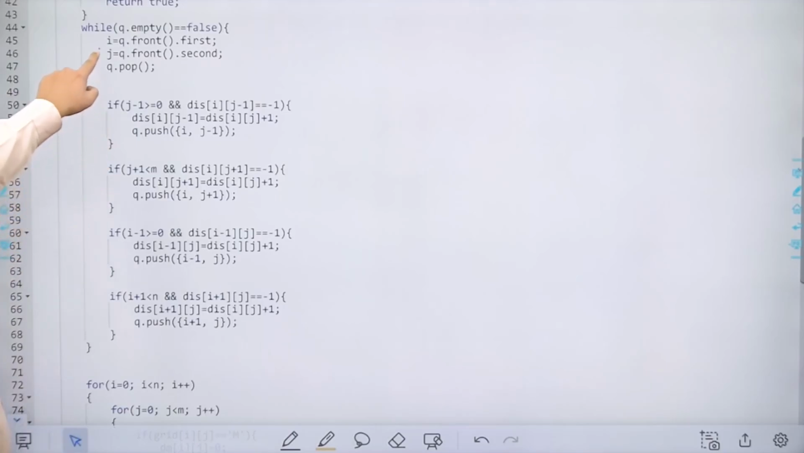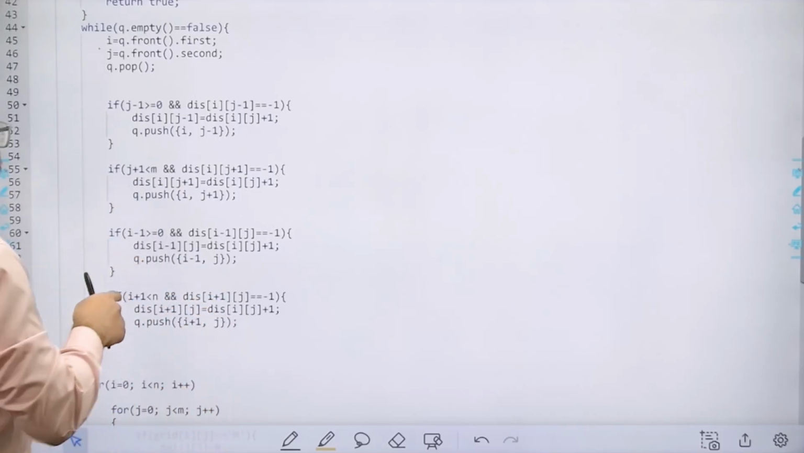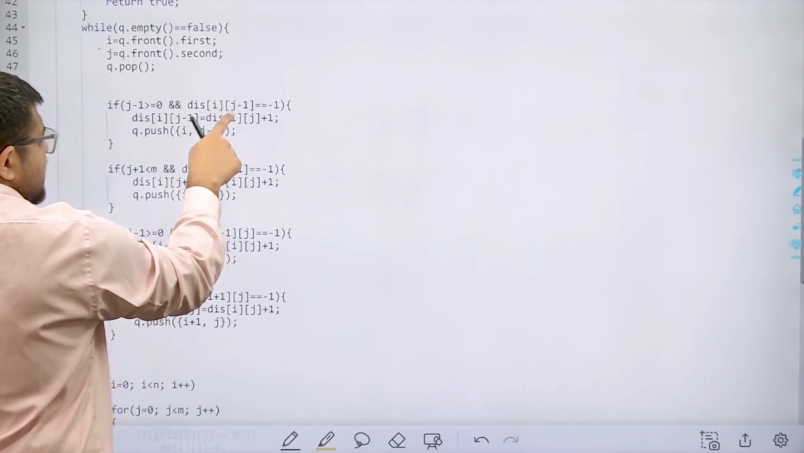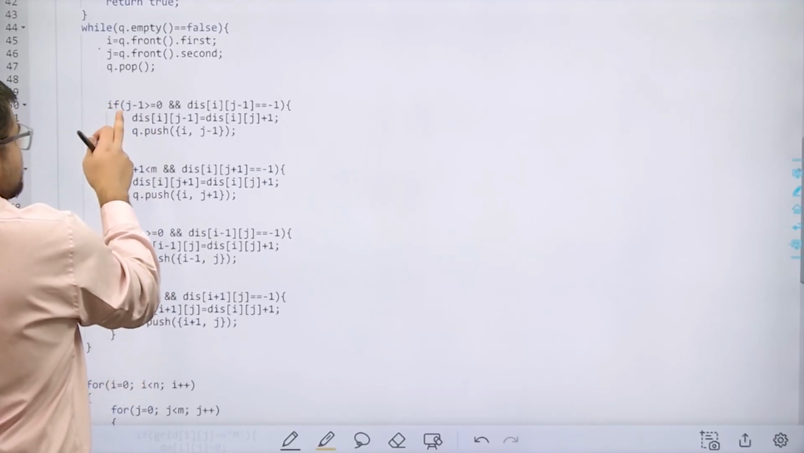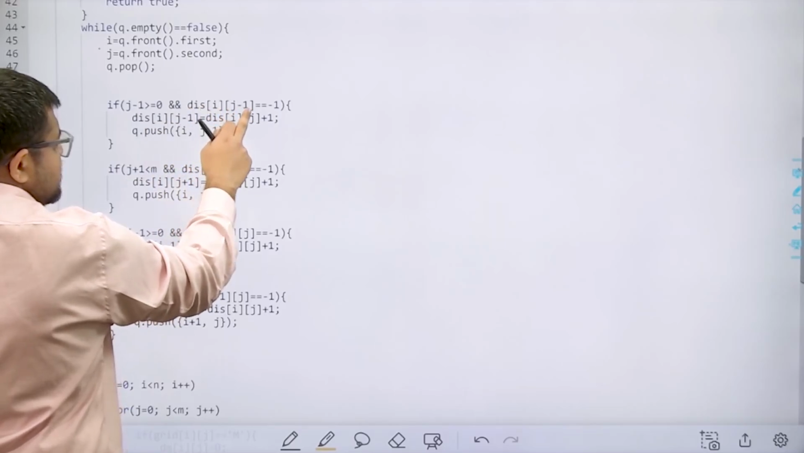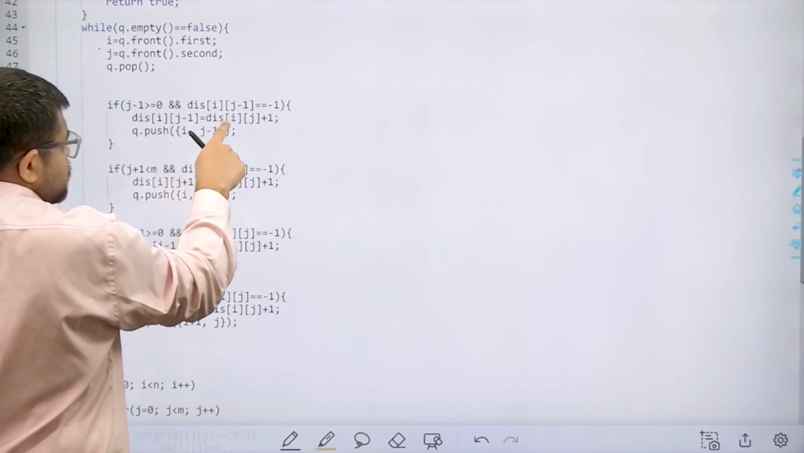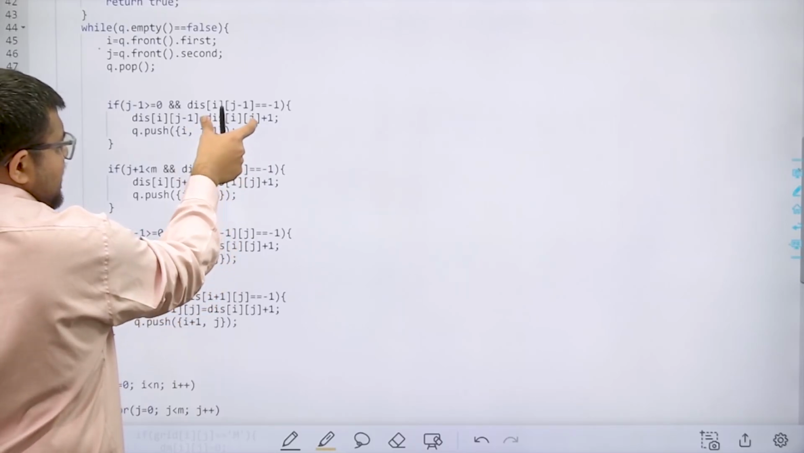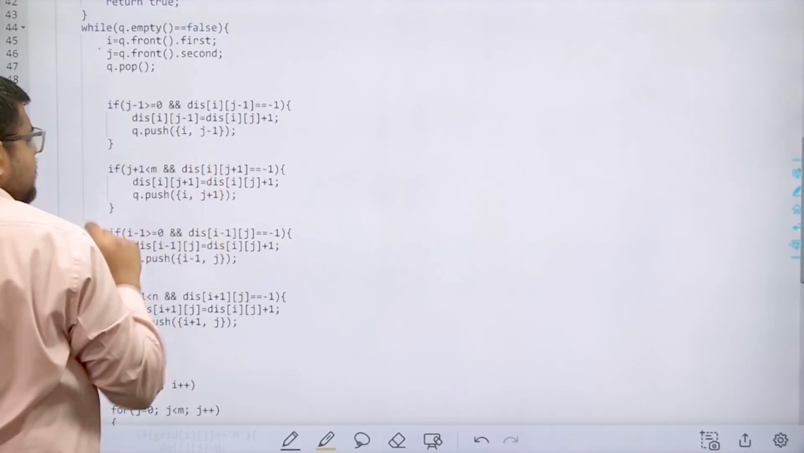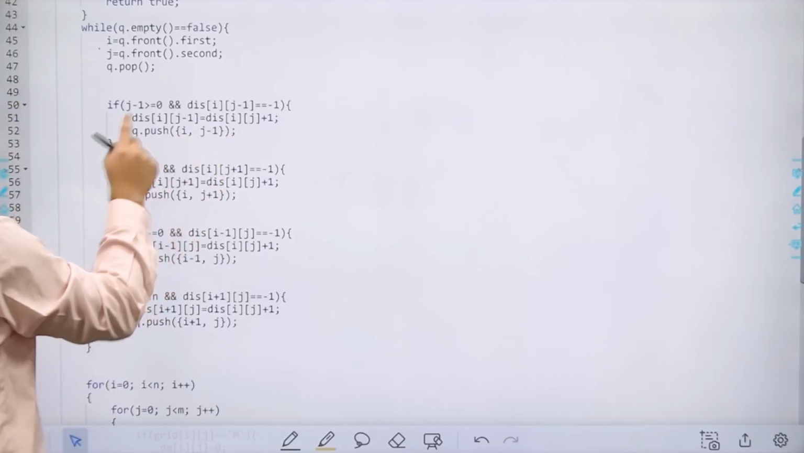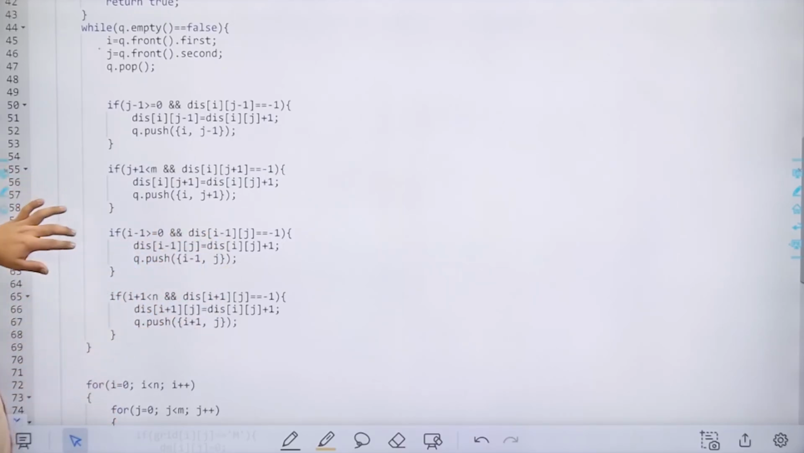Now here, what I am doing is, after removing the row number and column number, I am trying to check for the adjacent cells which are not yet fired. First of all, I am checking for i, j minus 1. In order to check this, I also need to check whether j minus 1 is within the bounds, that is j minus 1 is greater than or equal to 0. So if j minus 1 is greater than or equal to 0 and distance of i, j minus 1 equals minus 1, it means it is not yet fired. Then distance of i, j minus 1 equals distance of ij plus 1. Why? Because let's say distance of ij gets fired up at t seconds, then this will get fired at t plus 1 seconds. So this plus 1, and I will push it inside the queue: q dot push i comma j minus 1. Similarly for i, j plus 1, i minus 1, j and i plus 1, j. So my distance table will be ready.